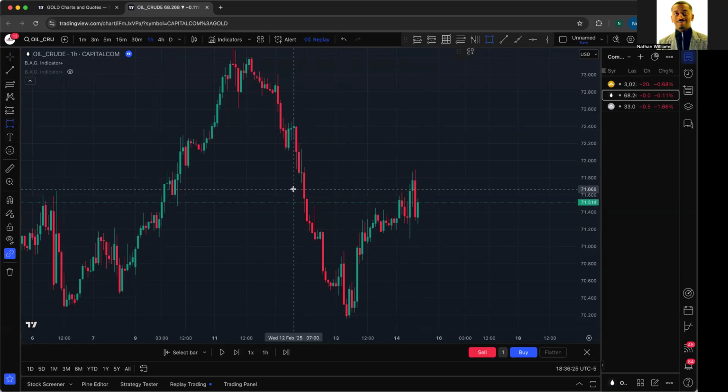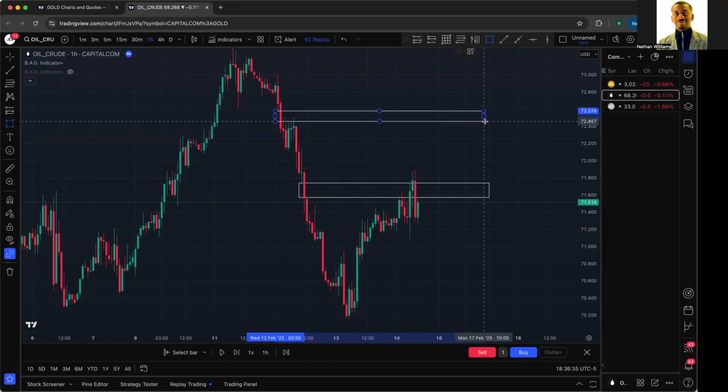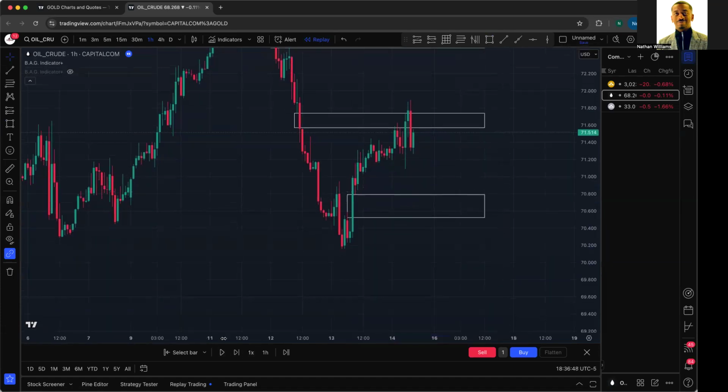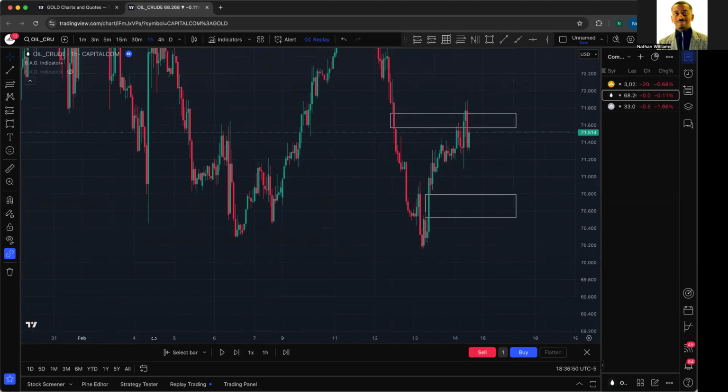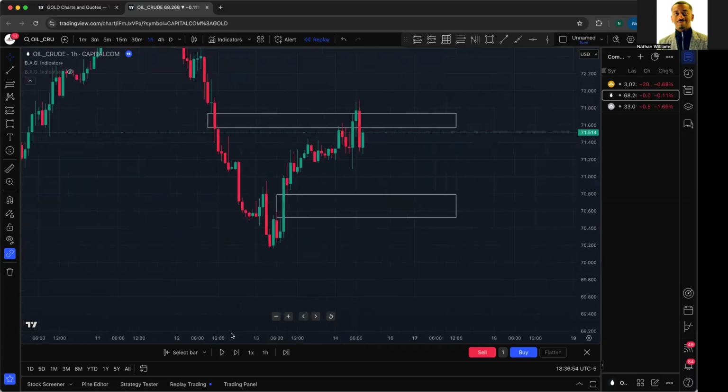I usually mark 1 to 2 one-hour fair value gaps above and below current price. There's a fair value gap right there that we're inside of. The next one is up here, like so. Then I'm looking to mark the ones below us as well, and the only one below us is this one right here. As of right now, we don't look like we have anything lower. So that's what I've got framed.